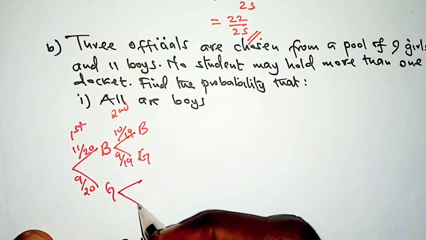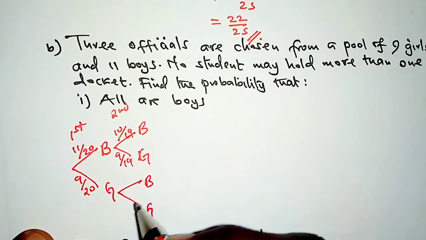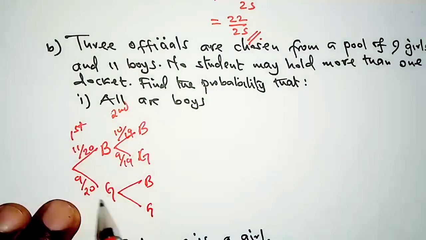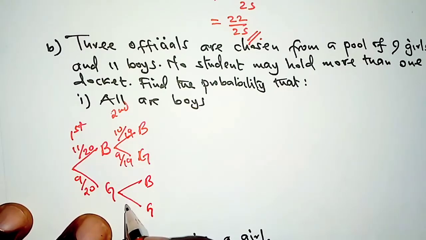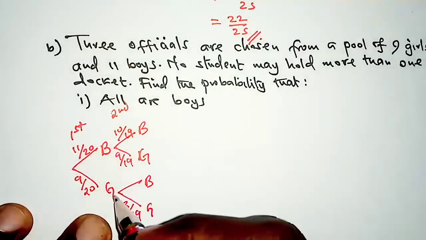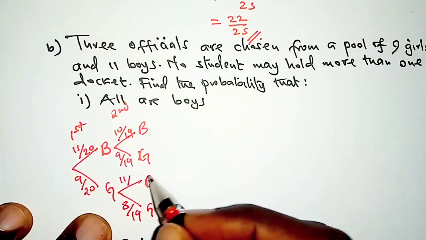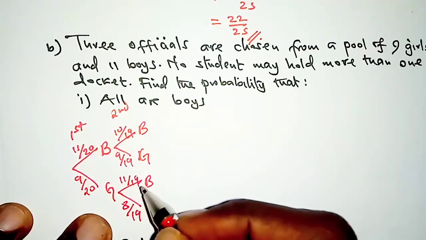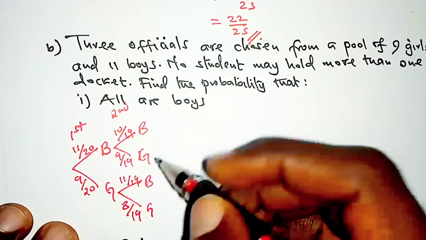And if in the first selection a girl had been chosen, then the number of girls should reduce by 1 in the second selection. So we have 8/19, and the number of boys will remain 11, because a boy was not chosen in the first case. So that should represent the second selection.